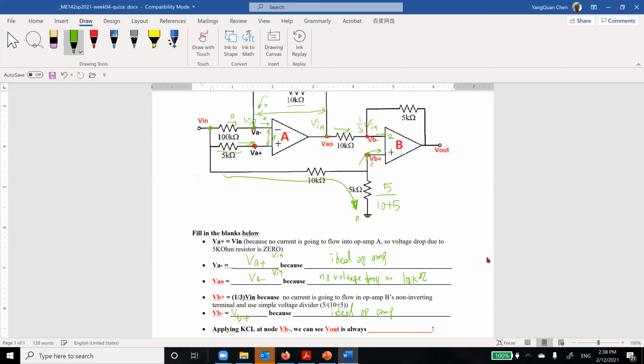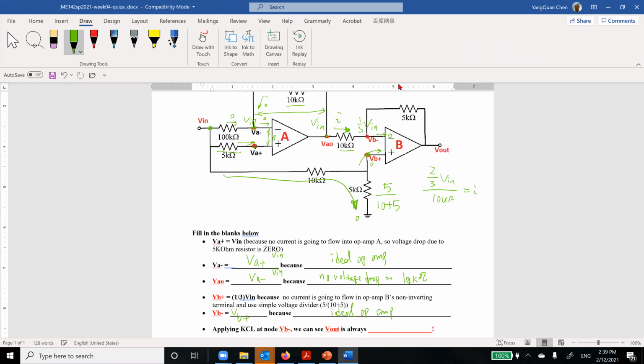So it's 2/3 of this. This is 1 minus 1/3, so it's V in minus 1/3 of V in, which is 2/3 of V in, right? Divided by what? 10 kΩ, right? So this is 10 kΩ. So that's the current. Let's say this is the current I. This is the I, and this is this direction, right? This direction.